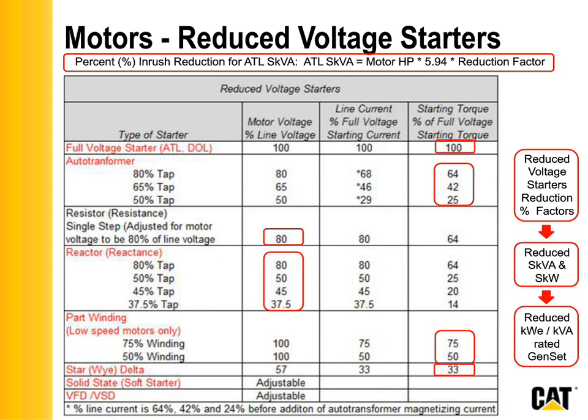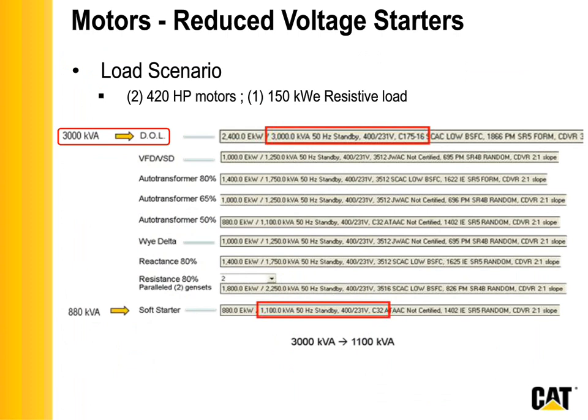Okay, this actually was a mock sizing that I created where I just show you a couple motors and a resistive load, and I walk through the different types of reduced voltage starter. Here, for this load scenario, if you size it as direct on line or across the line, this is a 50 hertz, you size a 3,000 kVA Cat C175, but if you use a soft starter, you're able to size just what? An 1,100 kVA genset.